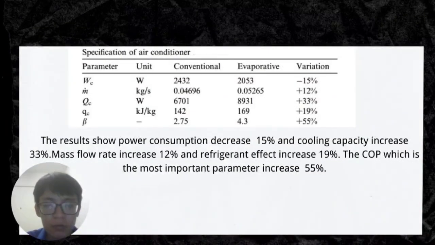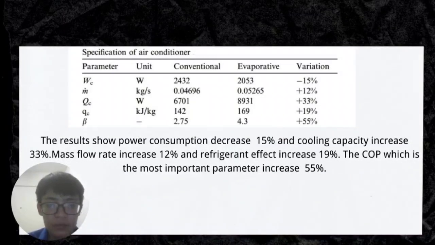The results of the calculation for power consumption, mass flow rate, cooling capacity, refrigeration effect, and COP are shown in the table of certification of the air conditioner. The results show power consumption decreased about 50% and cooling capacity increased about 33%. Mass flow rate increased 12% and refrigeration effect increased 90%.